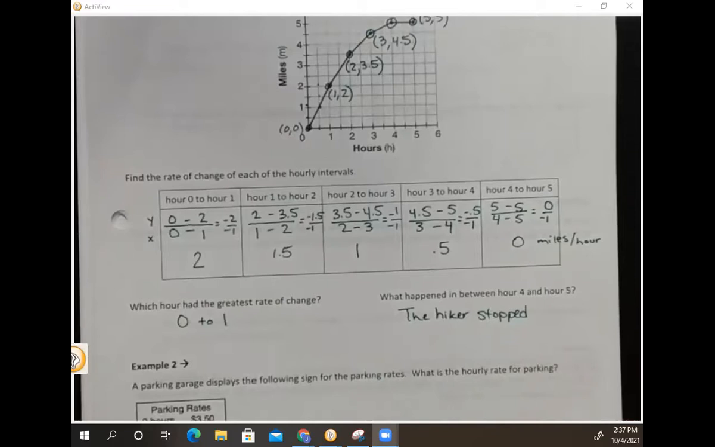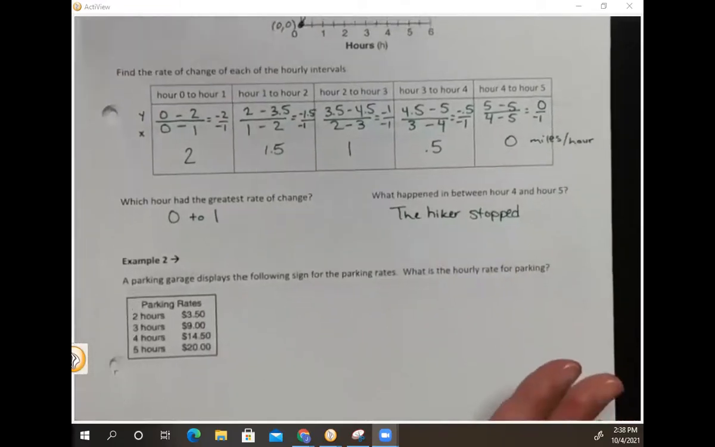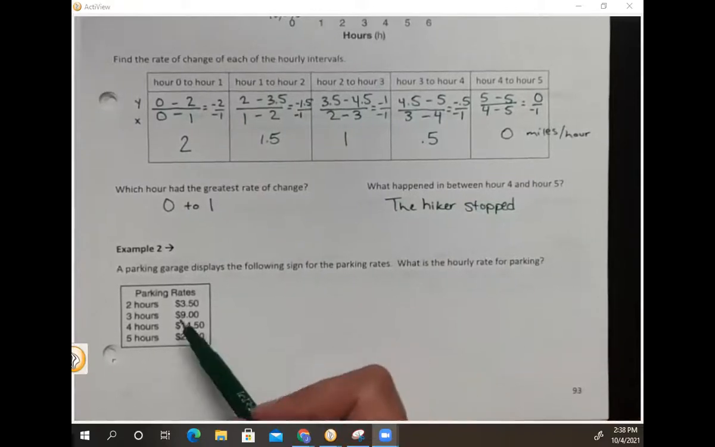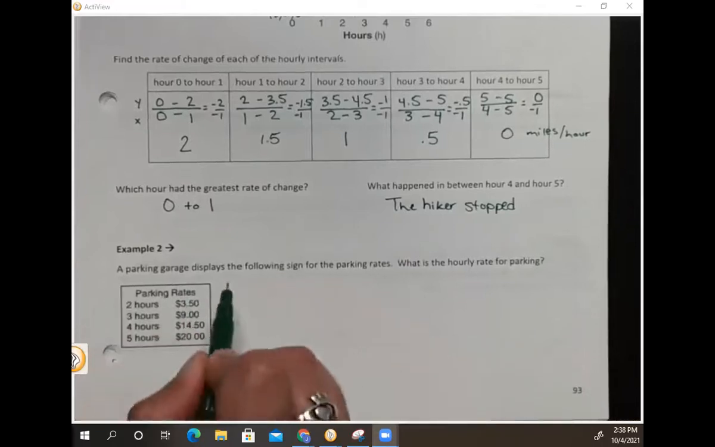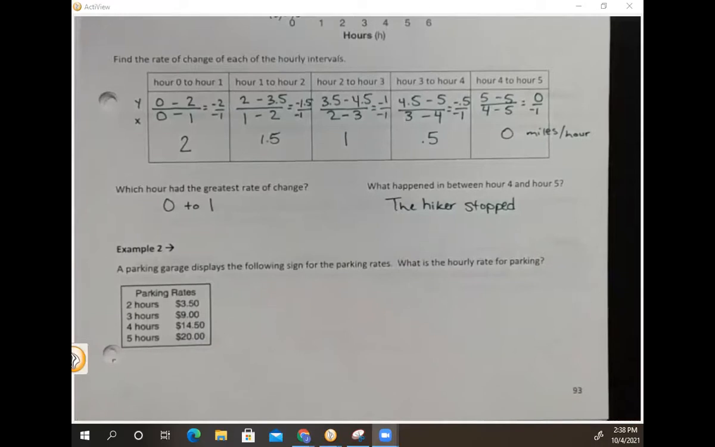Questions for me on example 1? Okay, let's take a look at example 2. Example 2, what we really have here is a table. It doesn't set up like that with the line through the middle and the X and the Y, but it's a table. A parking garage displays the following sign for parking rates.